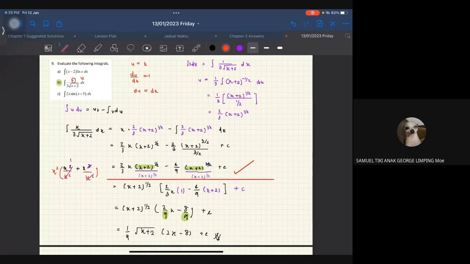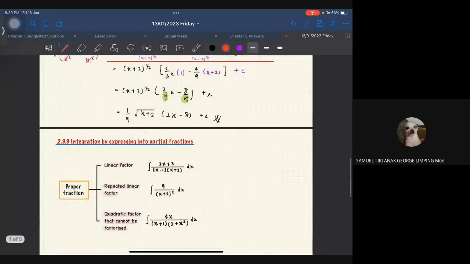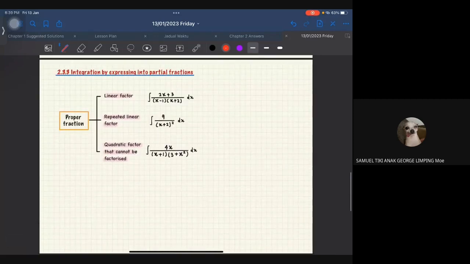Alright, okay. So that's it for by parts. Okay, so kita ada lagi 20 minit untuk saya explain on partial fractions. Okay, so let me just go straight away kepada tutorial question number 10.